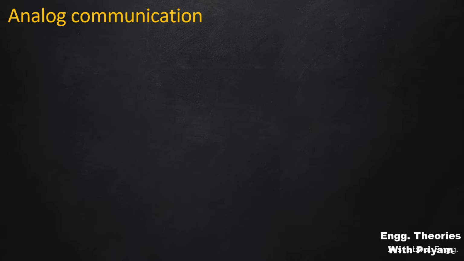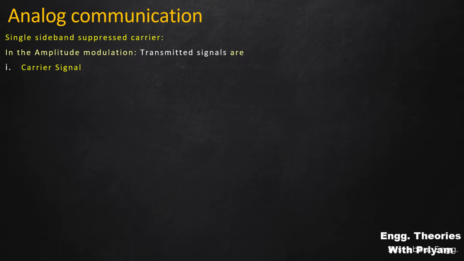In this lecture of analog communication, we will understand single sideband suppressed carrier or SSB-SC modulation, and we will also derive an expression for the SSB-SC modulated signal by using Hilbert Transformer. So let's get started.